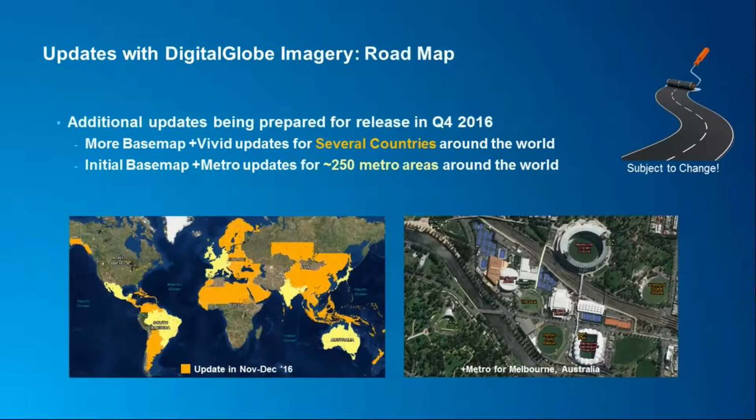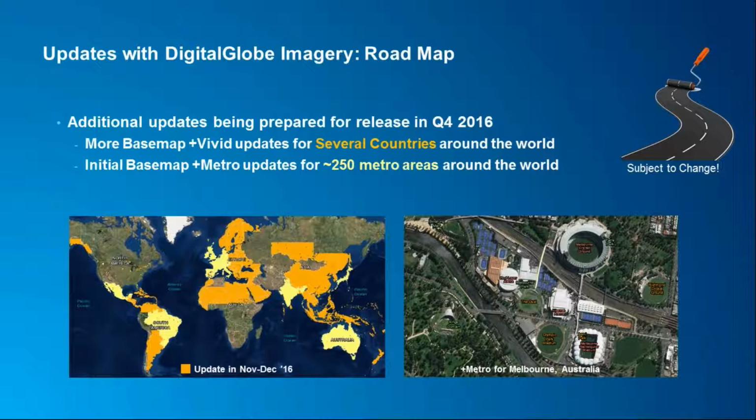So let's talk about the roadmap for the next several months. Additional updates are being prepared now for release in Q4. We've already done 3 updates of our World Imagery map in the last 6 weeks to deploy the imagery that I showed before in yellow. Over the next 2 months, we intend to do 2 or 3 more updates to our World Imagery map to update several countries around the world that you can see here in orange on the left side.